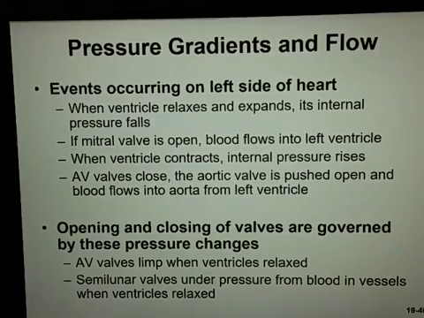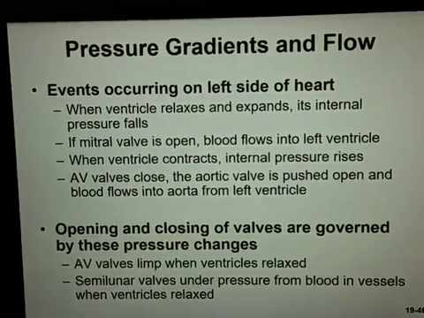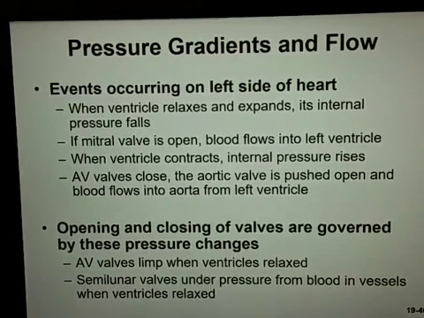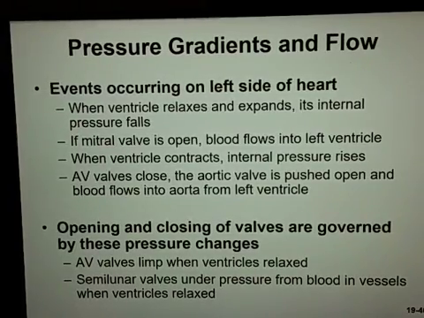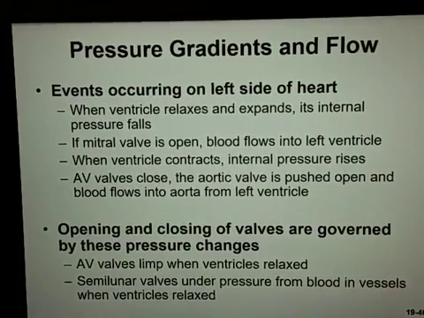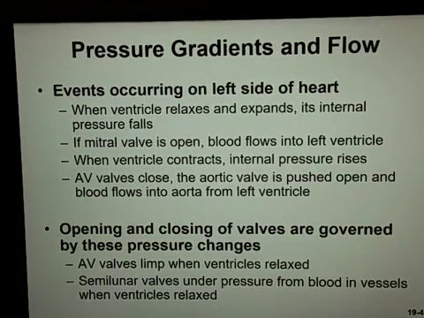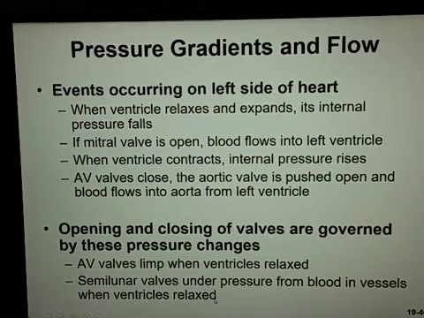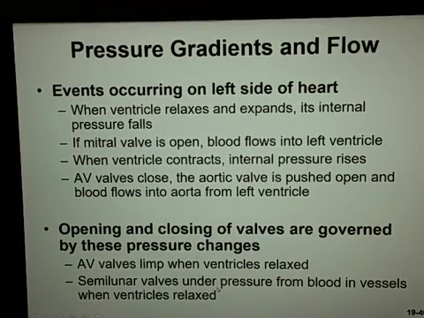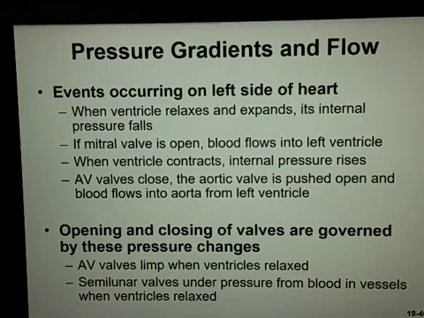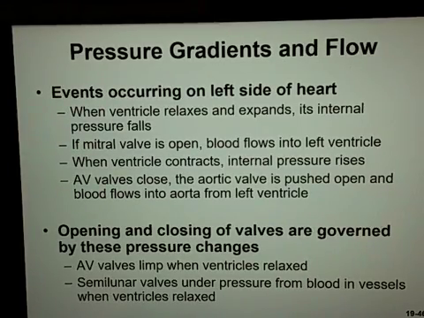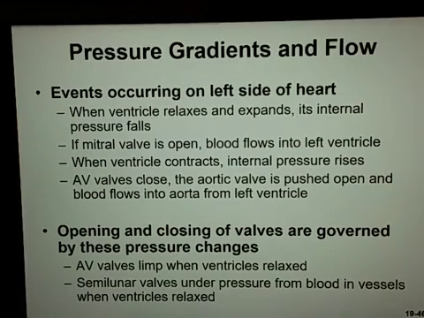So those pressure changes actually affect the opening and closing of these valves. That is important because it is what allows the blood flow to take place, whether we need the flow to occur from the atria to the ventricle or from the ventricle into the vessels.